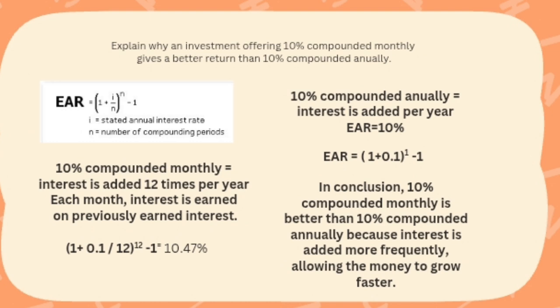To find the EAR, we use this formula. EAR equals (1 plus the interest rate divided by the number of times it's compounded) raised to the power of the number of times, minus 1. When we calculate it for monthly compounding, the EAR becomes about 10.47%. So even though both investments say 10%, the monthly compounded investment gives a higher actual return.